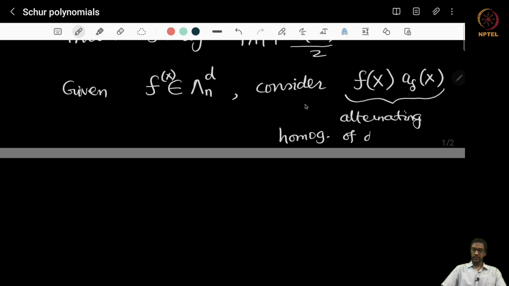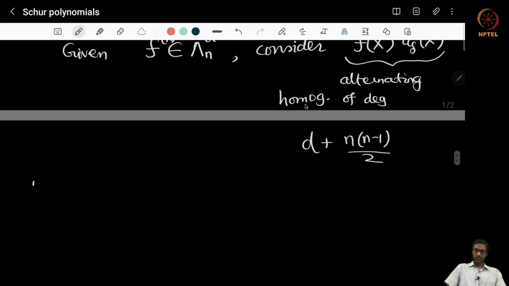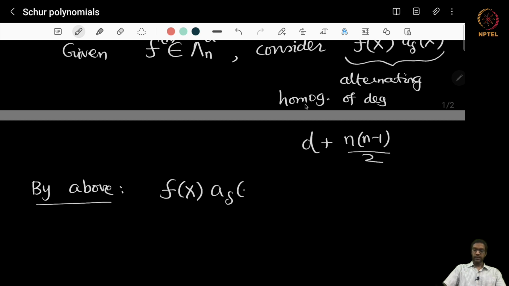Well, what's the degree? It's degree d, that's f itself, and then A delta has degree n into n minus 1 by 2. So this guy in fact is homogeneous of degree d plus n into n minus 1 by 2. Okay. Now we use the fact that we just proved, by what we just said above. Any alternating polynomial, in particular the polynomial f into A delta, can be uniquely expressed in terms of the alternates.